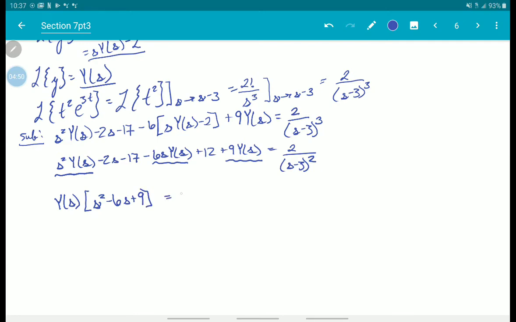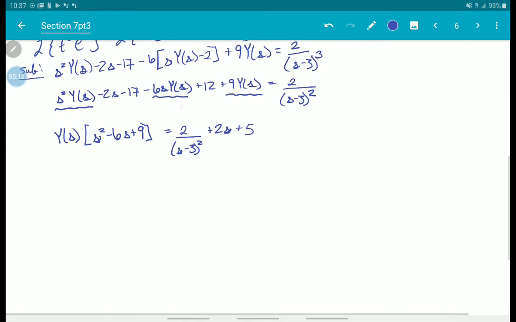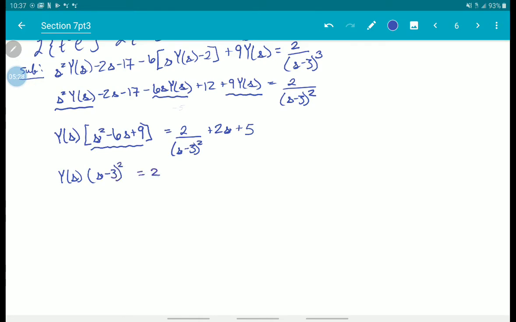Now I'm going to go ahead and move the other terms to the other side. So I'm doing two or three steps in one here. To move that 2s, I need to add 2s to both sides. And then we have a negative 17 plus 12, so that's a negative 5. To move that to the other side, we would add 5. Now that s squared minus 6s plus 9 factors into s minus 3 times s minus 3, which is s minus 3 squared.